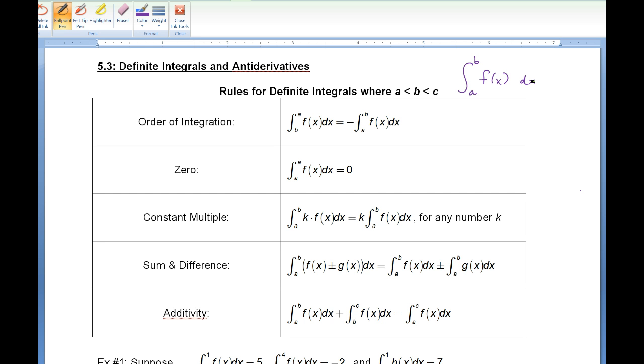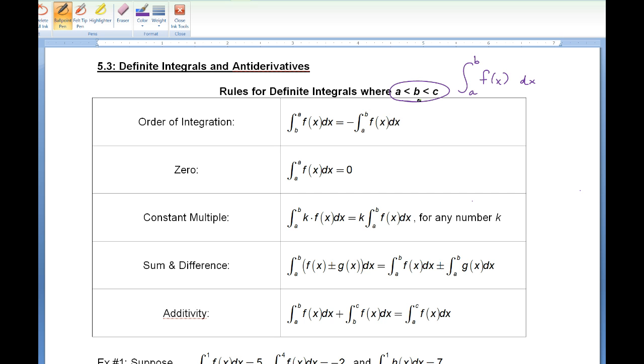So order of integration. If you notice here it says A is less than B, which is less than C. These are all just constants. We're just saying that A is the smallest, B is going to be somewhere to the right of A on your x-axis, and then C is bigger than that. It's just to be able to look at all the different rules here.